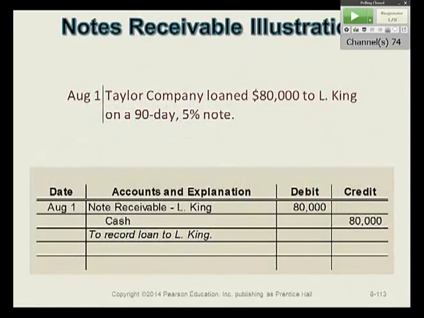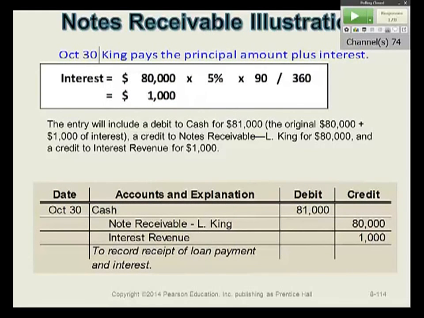Let's assume that you have a loan of $80,000 to King for 90 days at 5%. The interest on that amount should be $1,000 over the 90-day period. So we're doing it by days. So 80,000 principal at 5% for 90 over 360 using a fraction. You could have also used 3 months. If you take 3/12 of that, you get the same answer. And if the note is paid, the maturity value is $81,000. They would debit cash, credit notes receivable, and of course credit interest revenue.